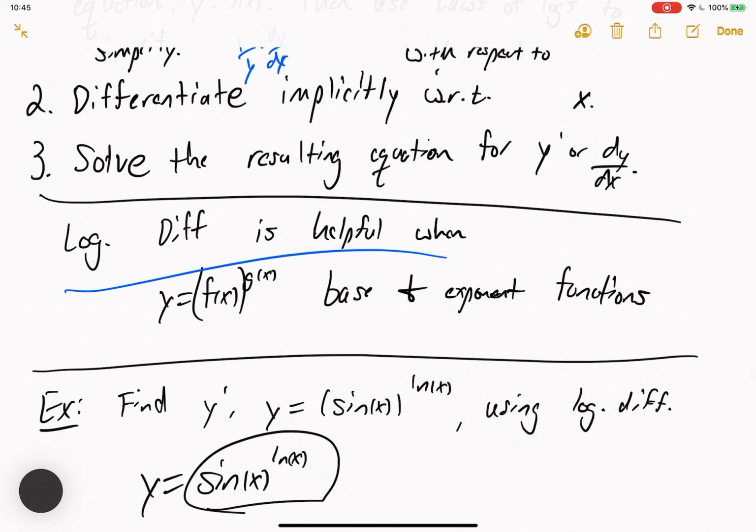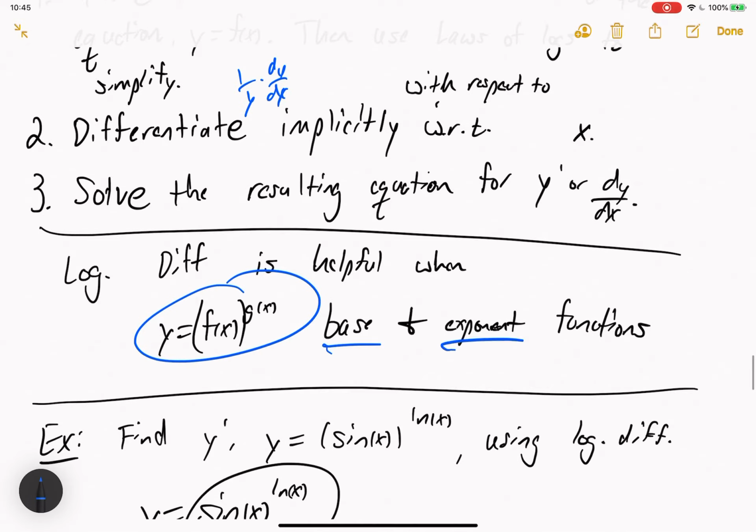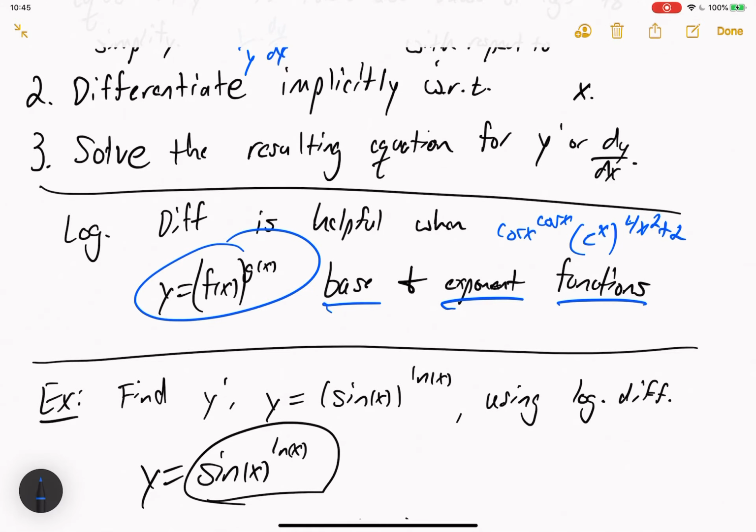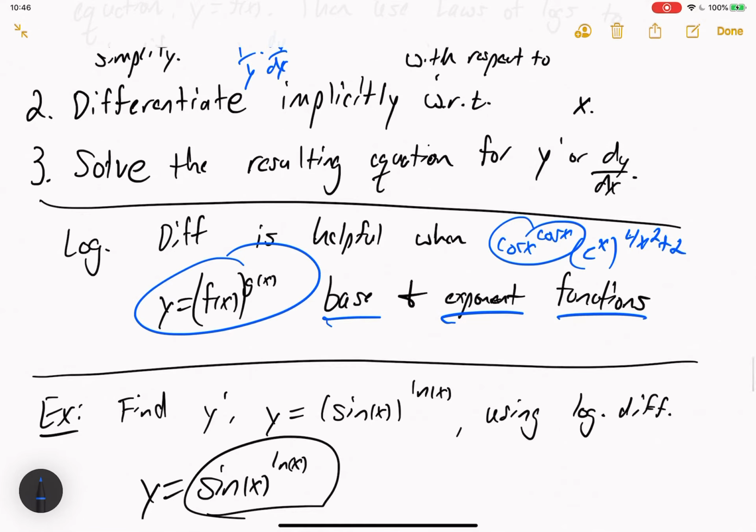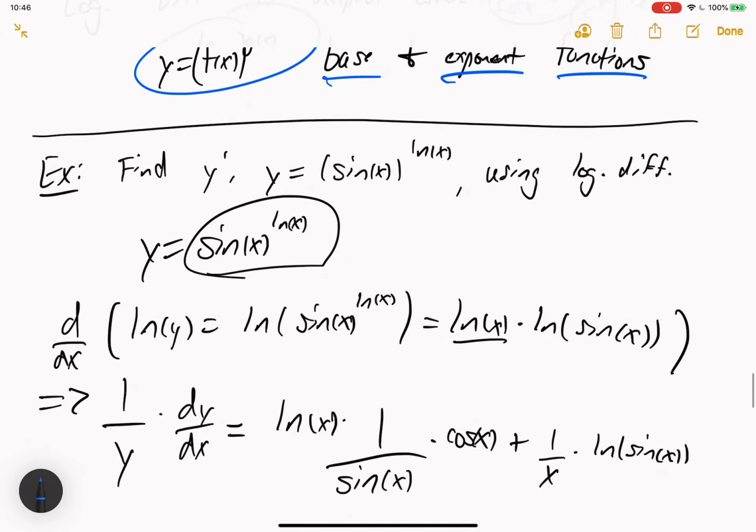But logarithmic differentiation is also helpful when you have equations of this form: y is equal to f of x raised to the g of x. So what that means is that the base and the exponent are both functions. This could be like cosine of x raised to the cosine of x, or like e to the x raised to the 4x squared plus 2. That in itself would be annoying, and we don't actually have rules to define those derivatives, because it's not the product rule, it's not the quotient rule, it's not just a regular logarithm. So what we do is use logarithmic differentiation to actually find these derivatives.